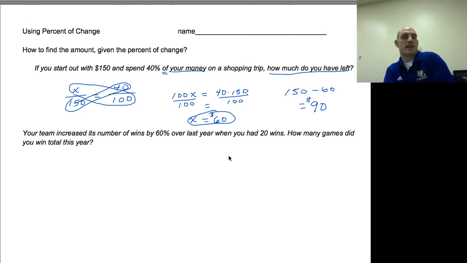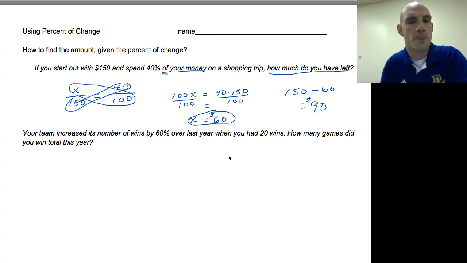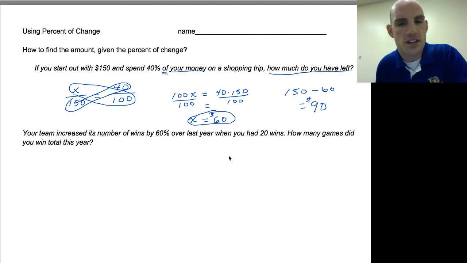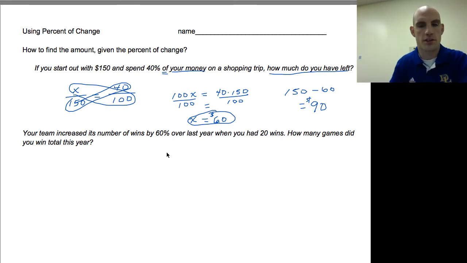There's also another way to set this up, and this is kind of combining a couple of skills that we already know how to do. Your team increased its number of wins by 60% over last year when you had 20 wins. How many games did you win total this year?